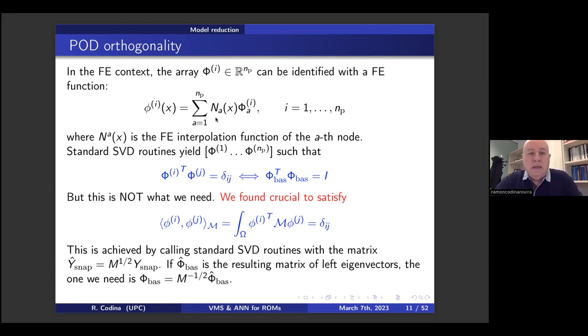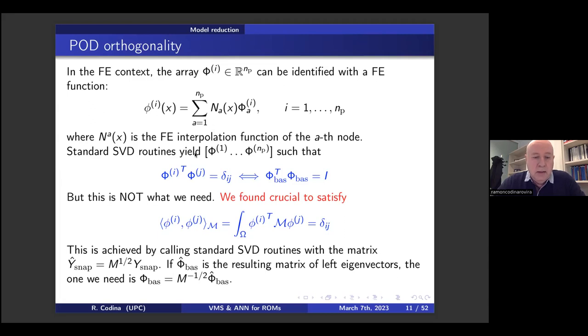We know also that the standard SVD, singular value decomposition, routines yield left eigenvectors that are orthogonal, in fact orthonormal. That means that the matrix of left eigenvectors will satisfy this orthogonality property written here in blue. However, this is not what we need. We have found it crucial in our applications to make sure that the orthogonality holds in the L2 sense for the basis functions little phi, not for the arrays phi. Well, this is very easy to achieve.